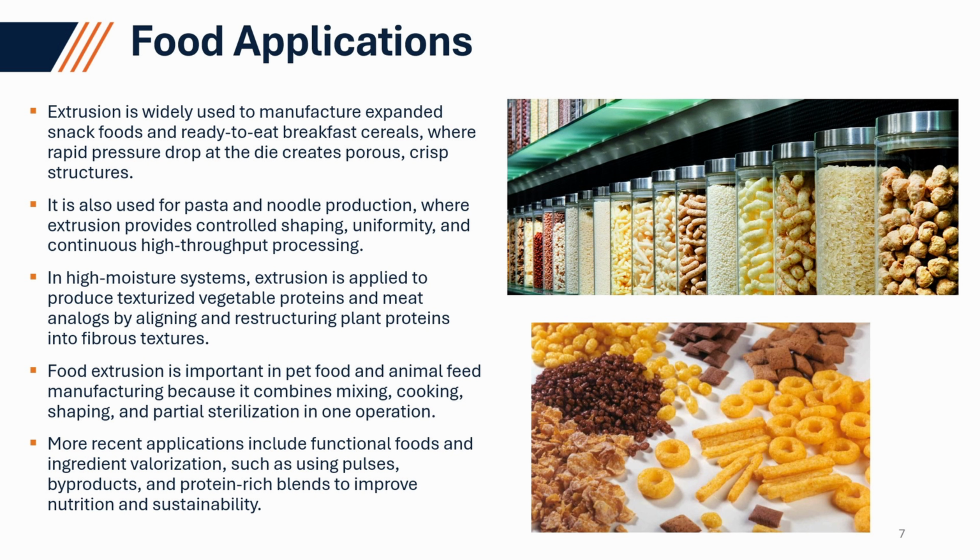In high moisture systems, extrusion can also be used to produce texturized vegetable proteins and meat analogs. In those applications, the goal is not just shaping, but also restructuring plant proteins into fibrous meat-like textures. Food extrusion is also very important in pet food and animal feed manufacturing. That is because the extruder can combine mixing, cooking, shaping, and partial sterilization into one operation, which makes the process both efficient and practical at industrial scale.